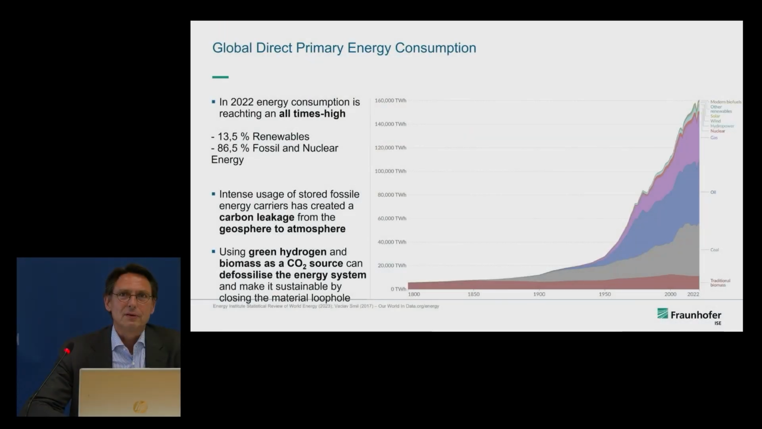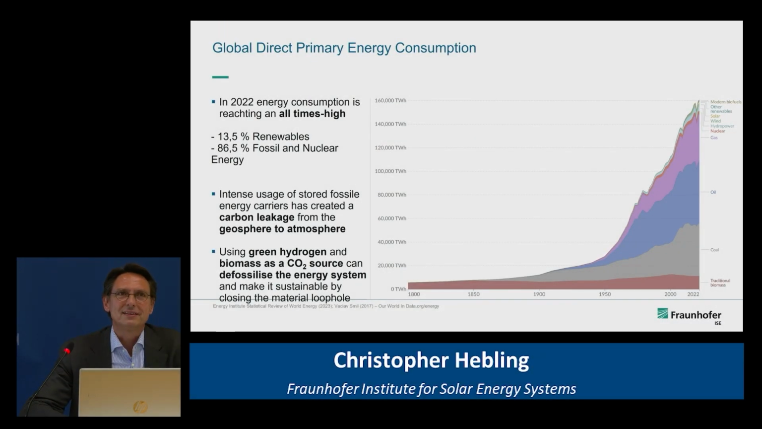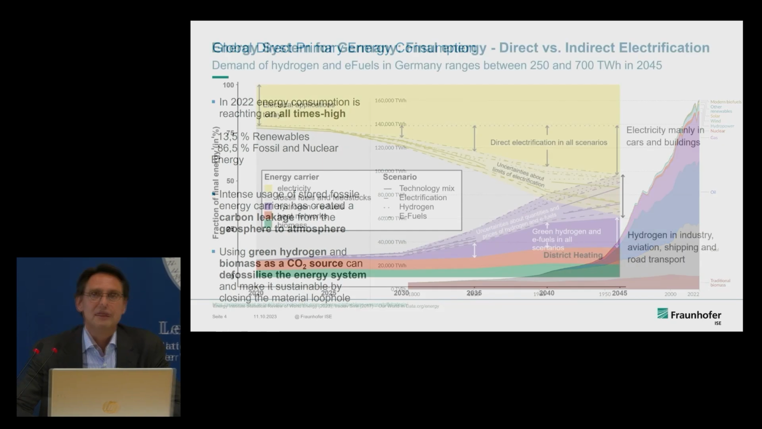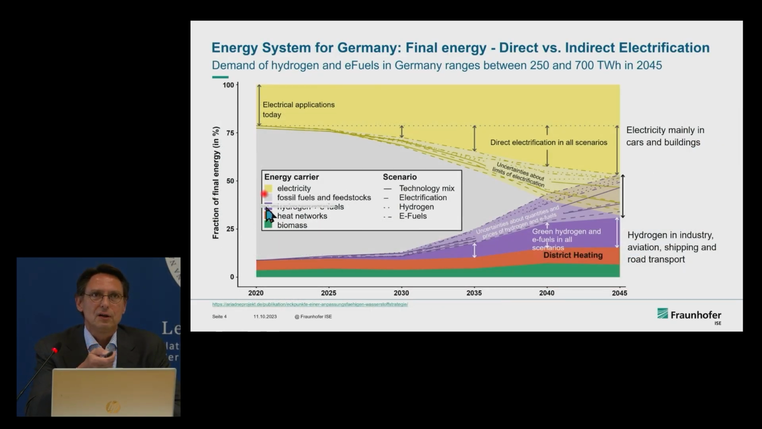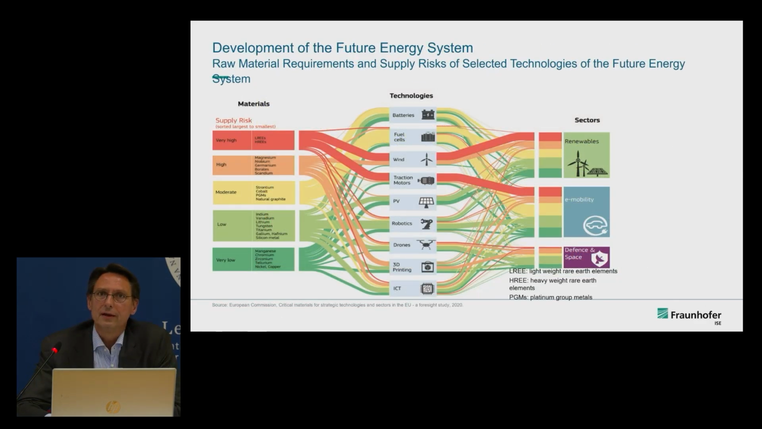I'd like to start with the very well known fact that last year we again had an all-time high in energy consumption. We have to close this gap. We have to get rid of all this gray part. Especially rare earth elements and the PGMs, the platinum group metals, are key to consider from the very first minute because they are rare and they're expensive.